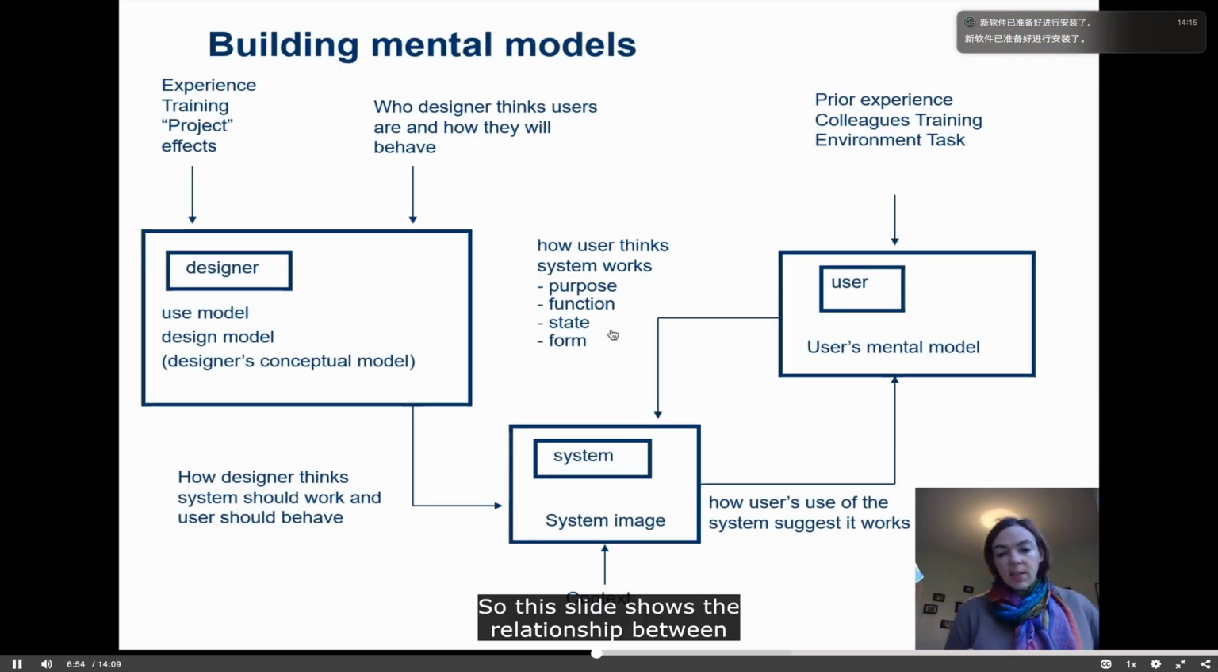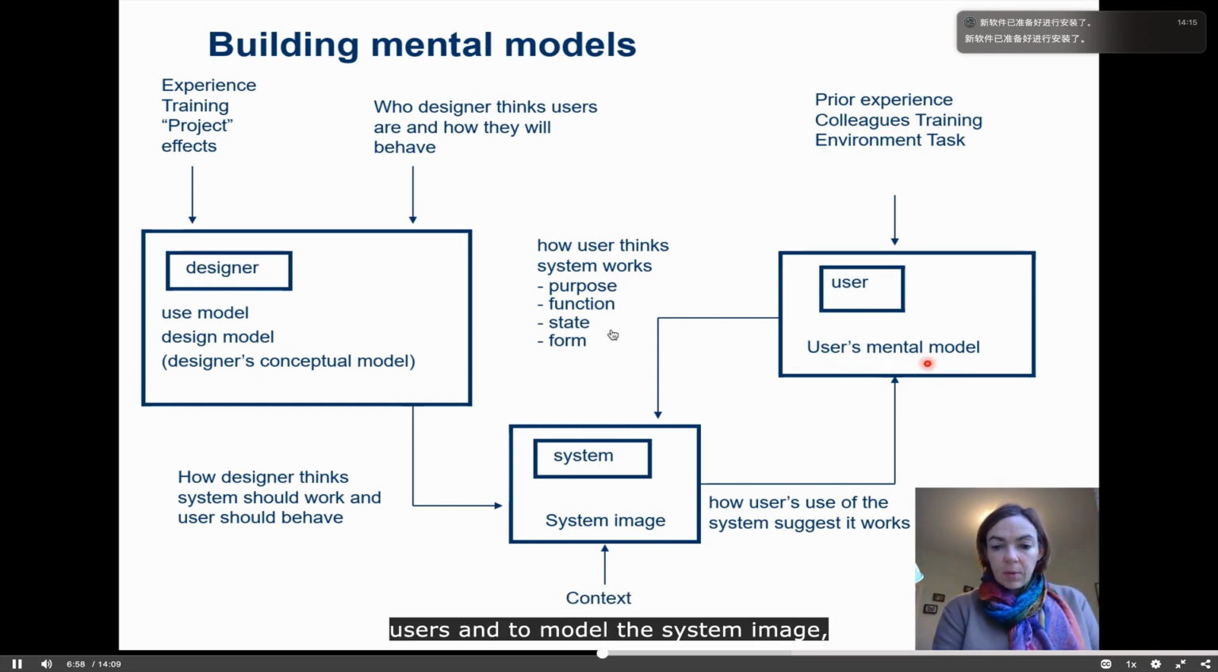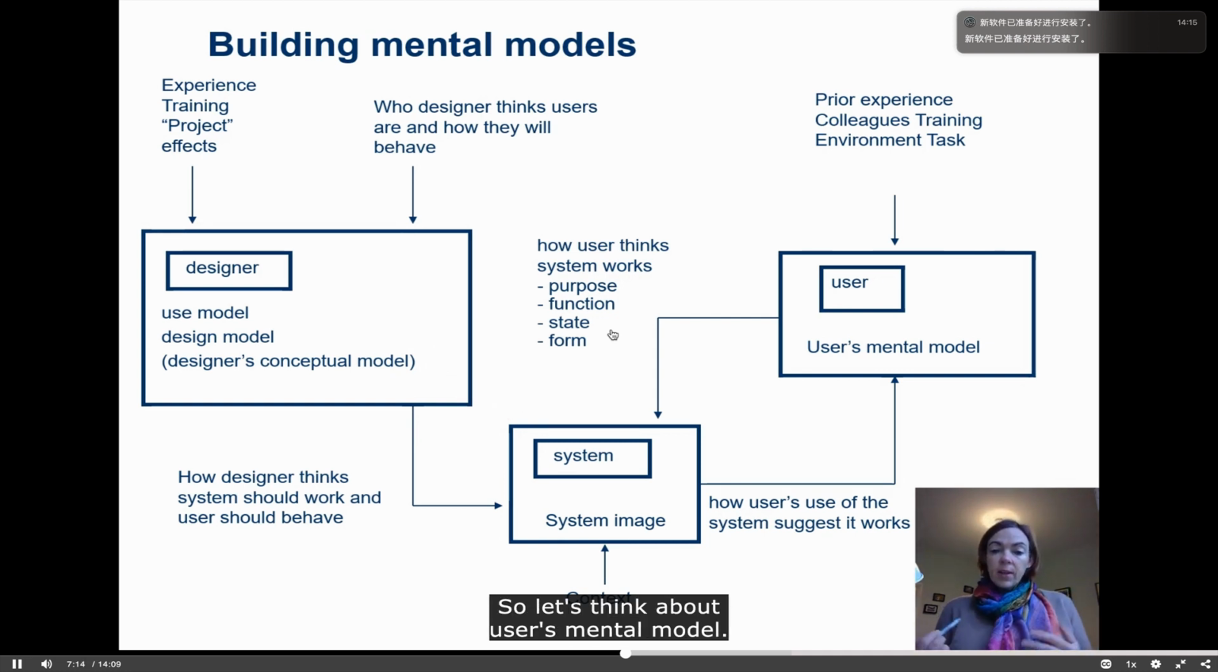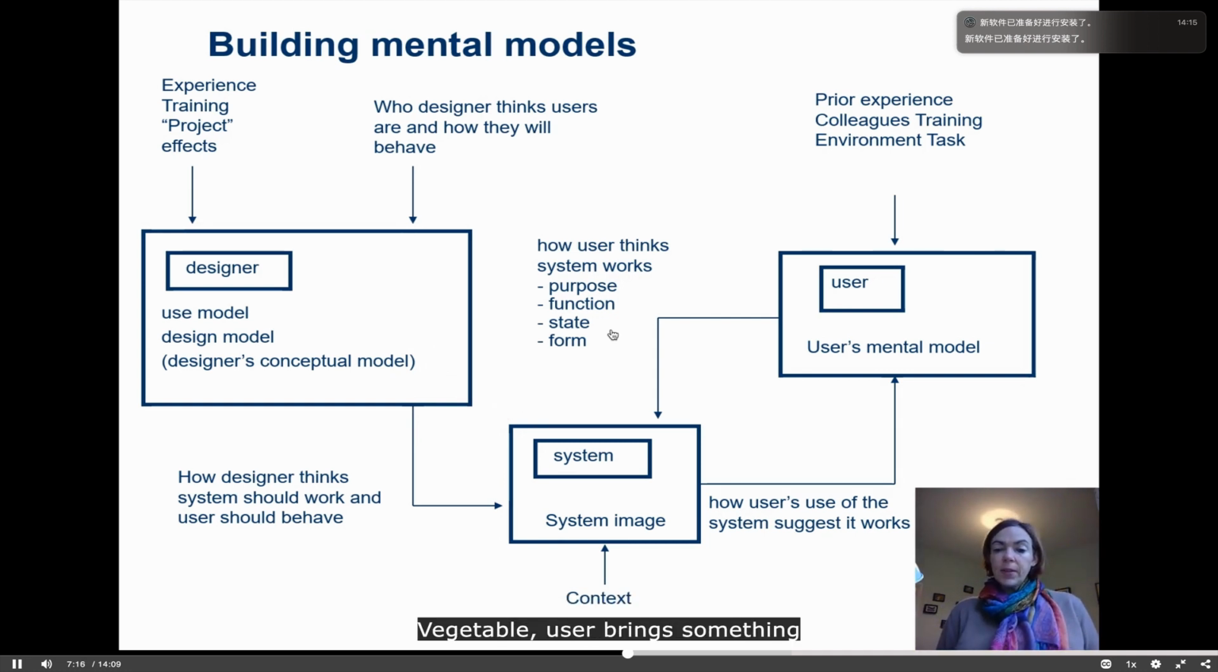So this slide shows the relationship between the user's mental model, the system image, which is the thing the user interacts with, and the designer, because of course what the designer does is influence the user's mental model via the system image. So let's think about the user's mental model first of all.